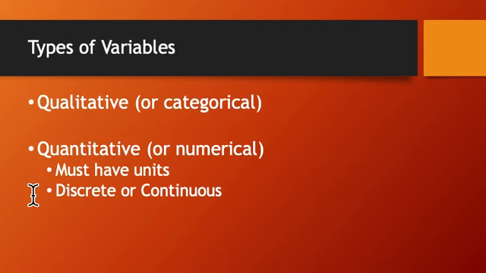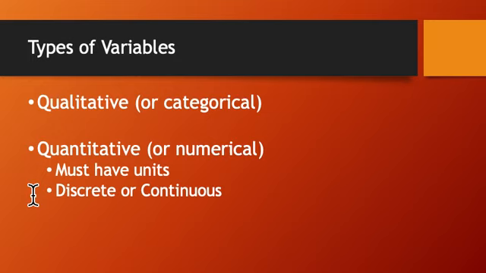The types of variables that we're talking about can be classified into 2 major segments. Qualitative, also known as categorical, or quantitative, also known as numerical. I mention that because some books will use one term over the other or in place of the other. So categorical is qualitative, quantitative is numerical.